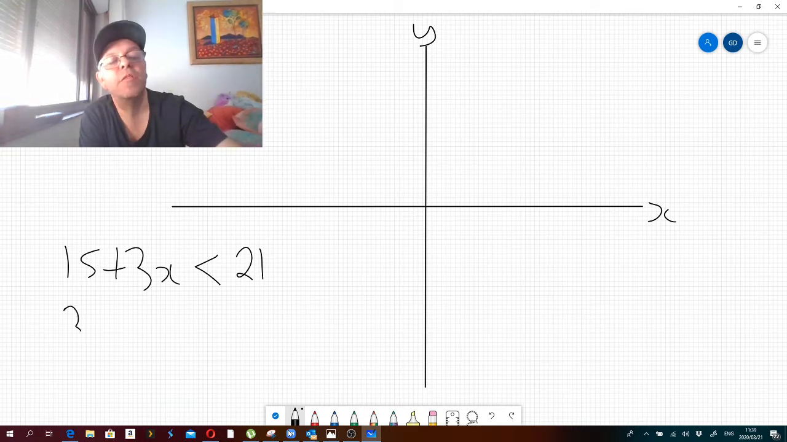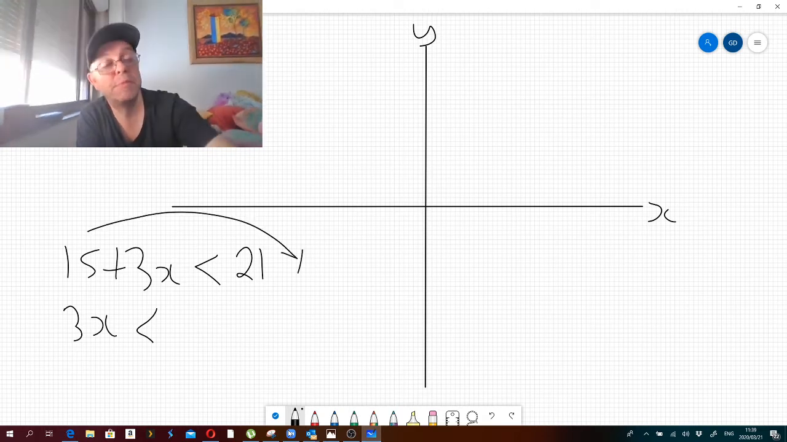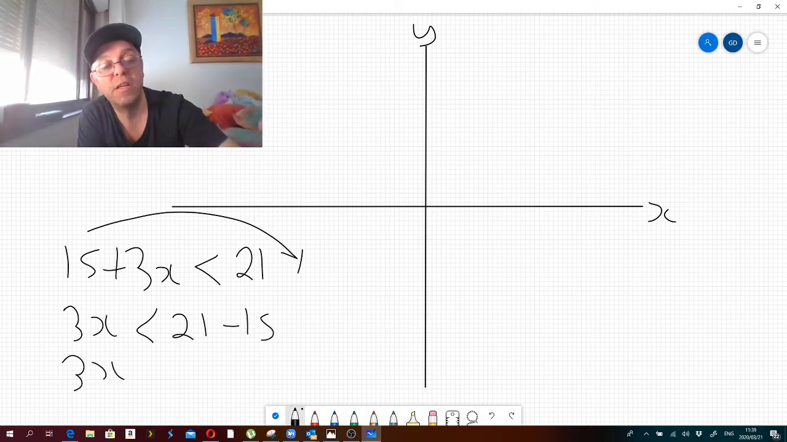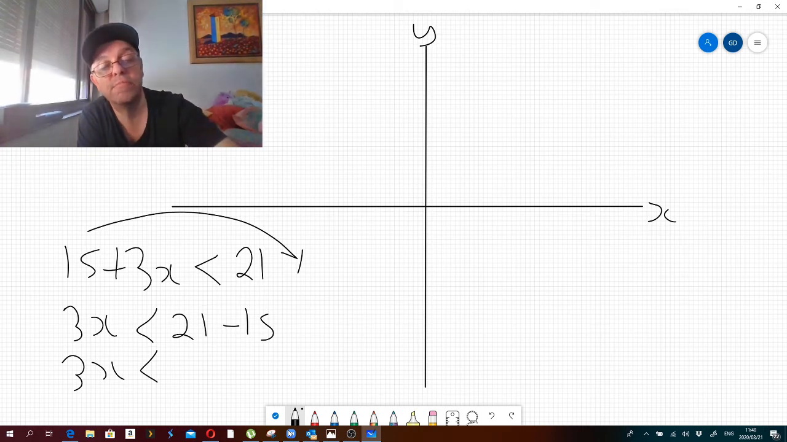We're going to keep the 3x on this side, but we want to take the 15 over. Just like we do with the equals, we go all the way over, and that becomes minus 15 on that side. So 21 minus 15. Now, what is 21 minus 15? Well, 21 minus 15 is just 6.